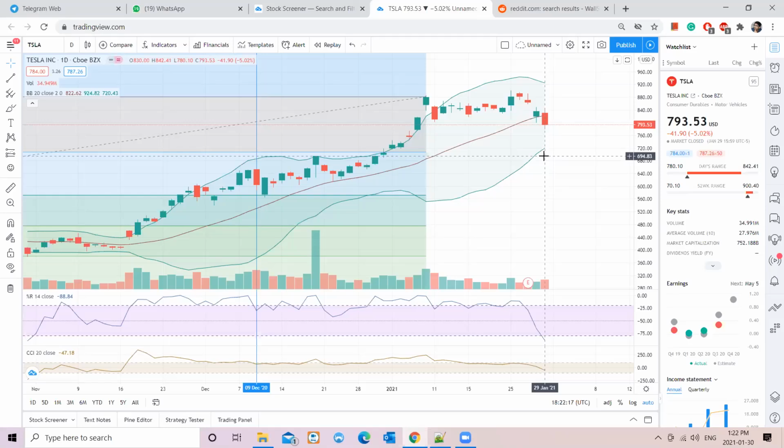But if you are looking to enter around 694, then your stop loss could be at 655.